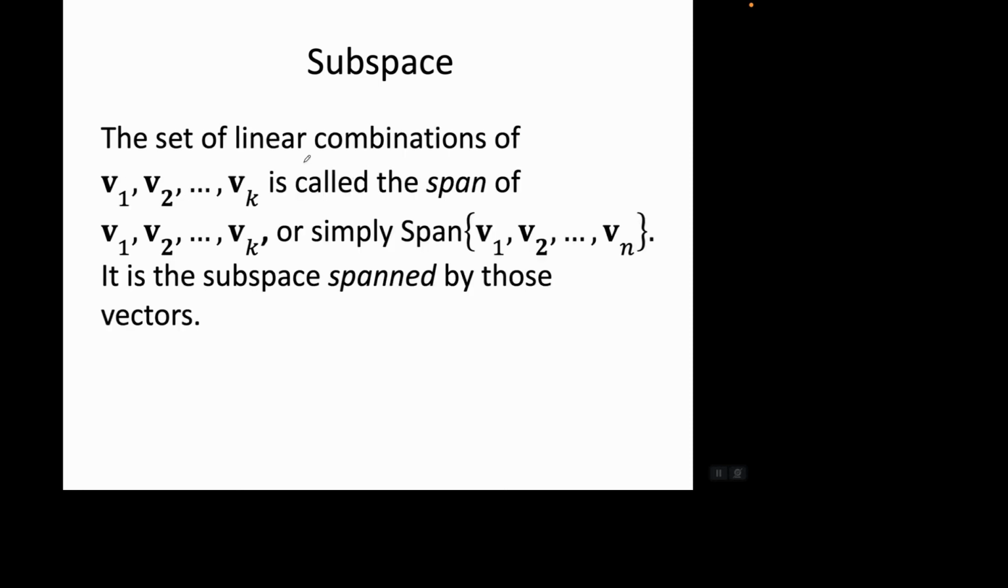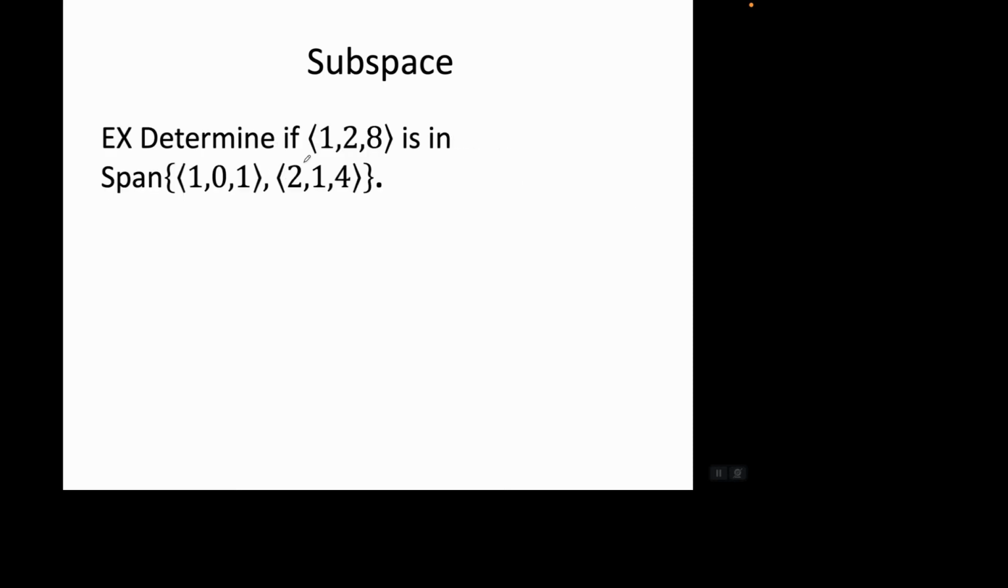The set of all linear combinations of v1, v2, ..., vk is called the span of v1, v2, ..., vk, or simply span of v1, v2, ..., vk. It is a subspace spanned by those vectors.